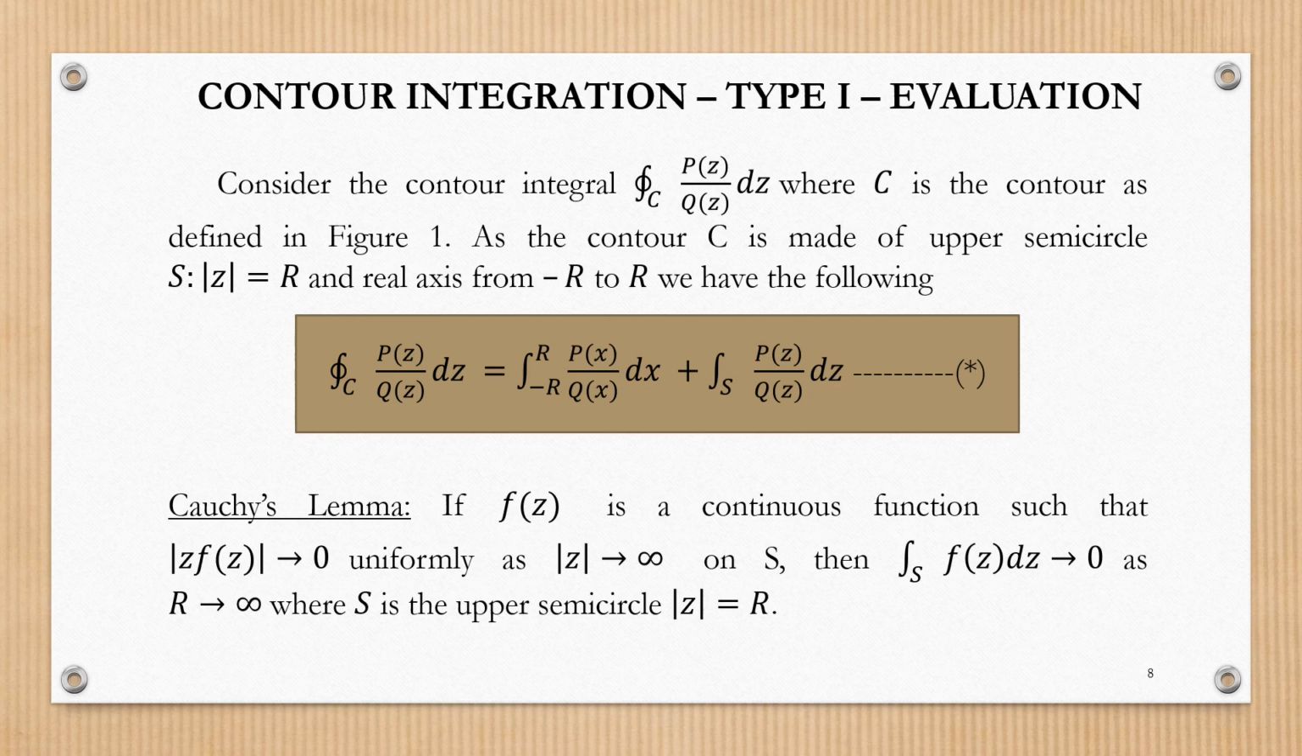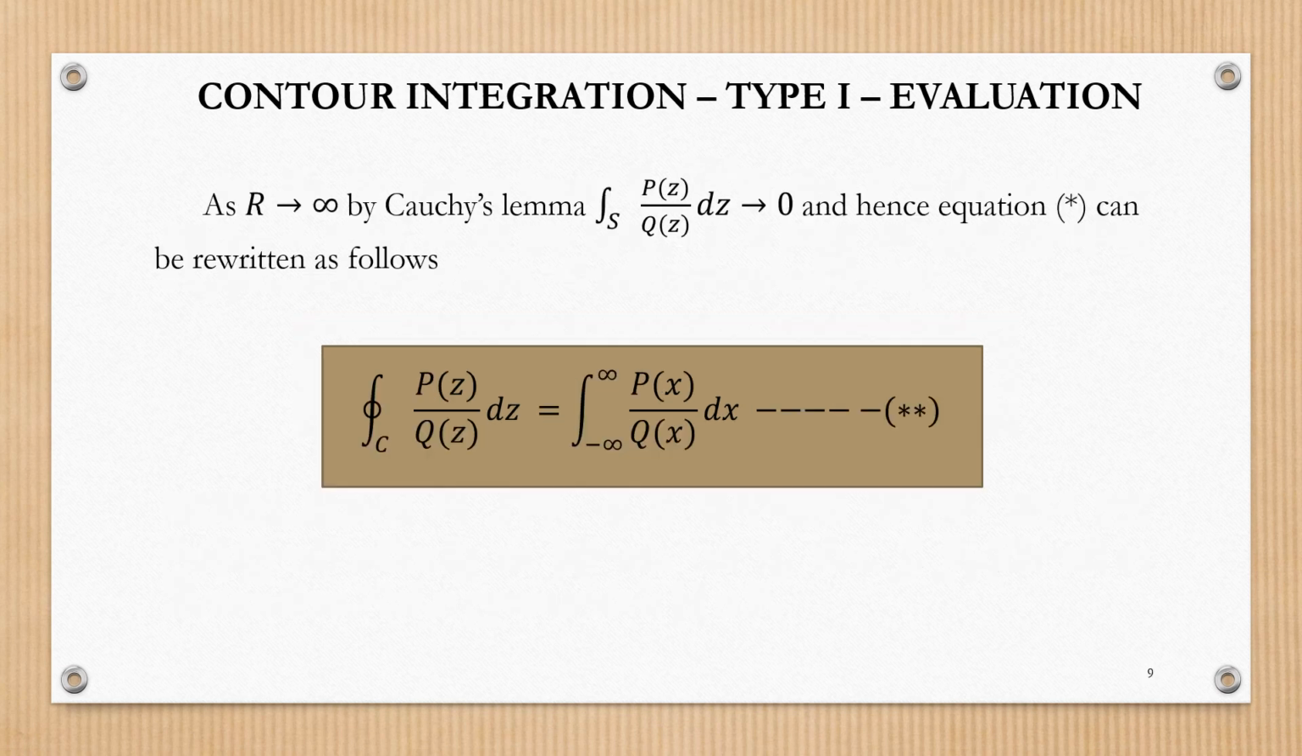Now the value of the second integral on the right becomes 0 as r tends to infinity by what is called Cauchy's lemma. Cauchy's lemma has been given to you in slide number 8 for your understanding. So the second integral on the right hand side of equation star, that is the integral over the upper semicircle S, tends to 0 as r tends to infinity. Now this we represent in the next equation represented by double star.